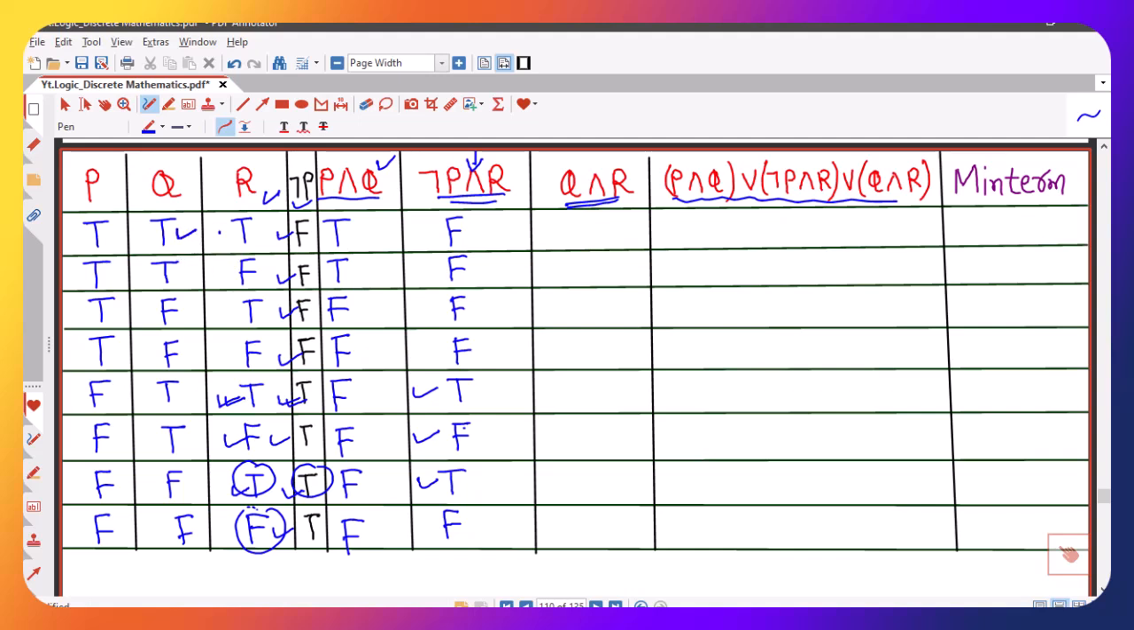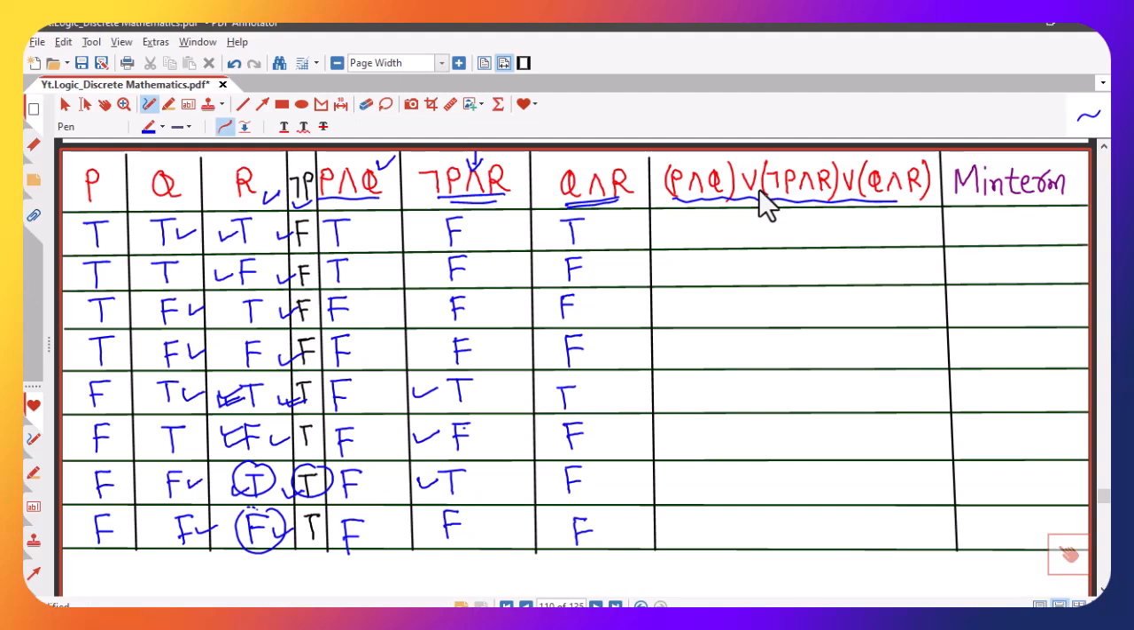So for first possibility, both are true, therefore this is true. Here R is false, therefore this is false. Here Q is false for these 2 rows, therefore Q and R is false. Here both are true, therefore Q and R is true. Here R is false, therefore Q and R is false. And here Q is false 2 times, therefore this is false.